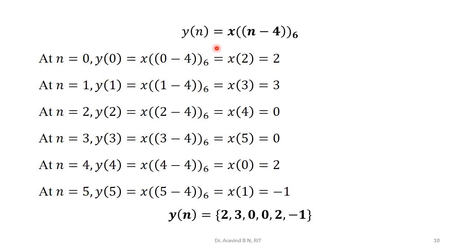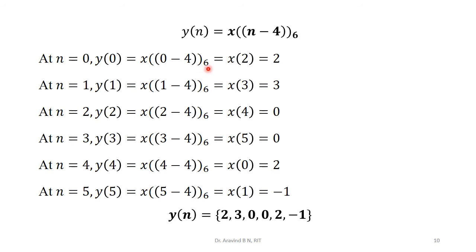Now this is the expression we had obtained. So we can just observe the sequence x of n over here. At n is equal to 0, y of 0 will be equal to x of 0 minus 4 with respect to 6. That will become x of 6 minus 4, which is equivalent to x of 2. So the answer is 2. At location 2 of the sequence x of n, we have the value 2. So we are taking the answer as 2.